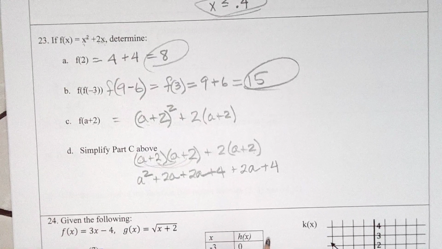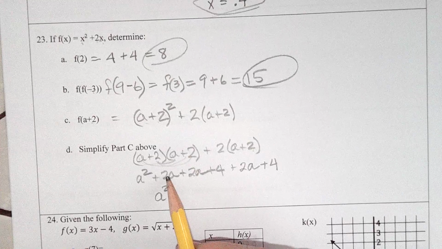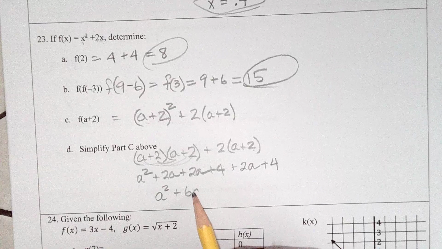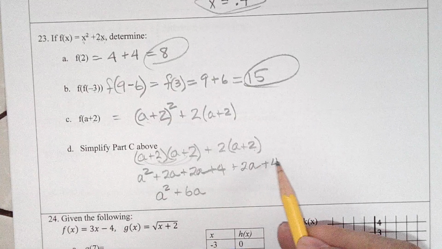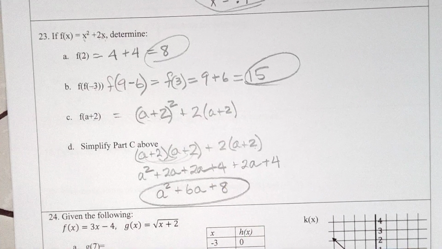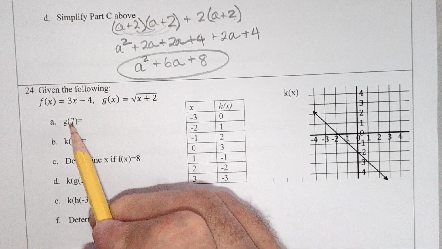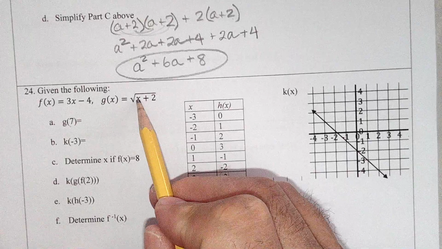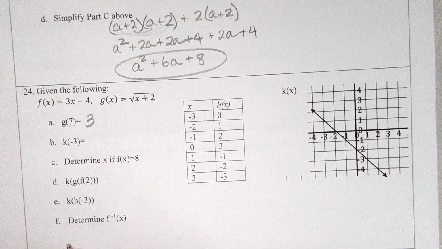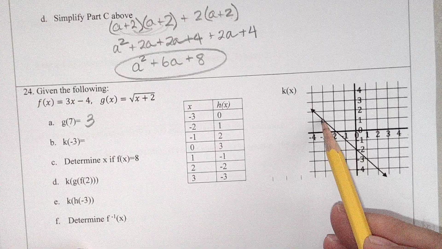And now we can combine like terms. We've got 1a squared. We have 2a's, 2a's, and 2a's, so that's plus 6a's. And we have 4 plus 4, which is 8. G of 7, if we put 7 there, 7 plus 2 is 9, square root of 9 is 3. K of negative 3, so if we go to negative 3, we get 1.